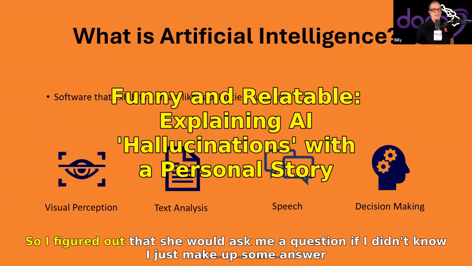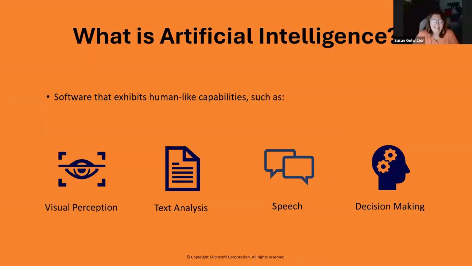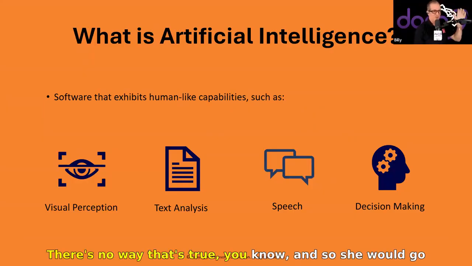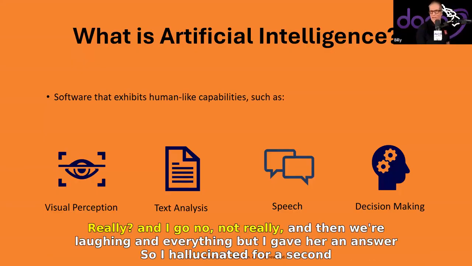So I figured out that she would ask me a question. If I didn't know, I'd just make up some answer. Like some crazy answer. Like a way whacked out answer that there's no way that's true, you know? And so she would go, really? And I go, no, not really. And then we're laughing and everything. But I gave her an answer. So I hallucinated for a second.